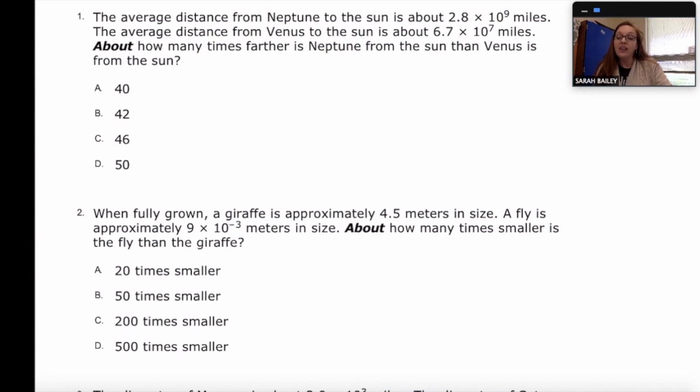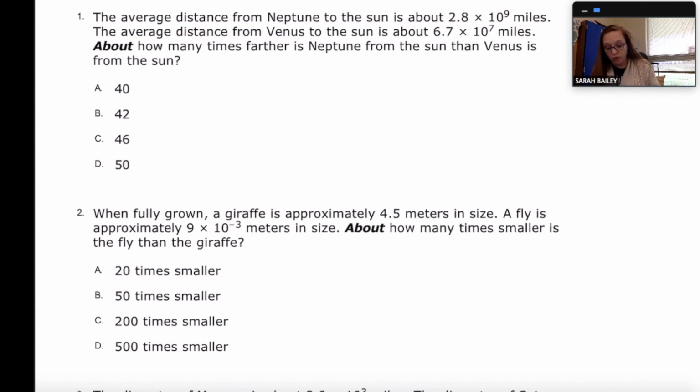Number 1, the average distance from Neptune to the Sun is about 2.8 times 10 to the 9th miles. The average distance from Venus to the Sun is about 6.7 times 10 to the 7th miles. About how many times farther is Neptune from the Sun than Venus is from the Sun?